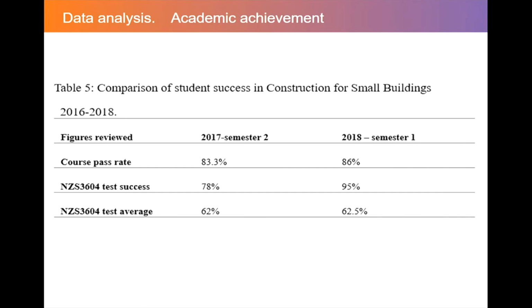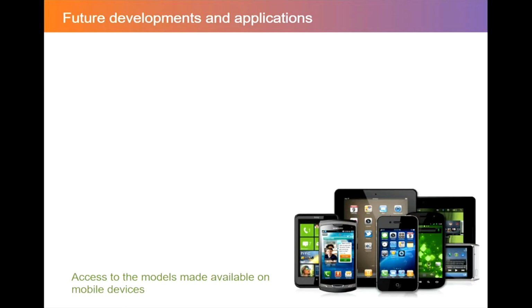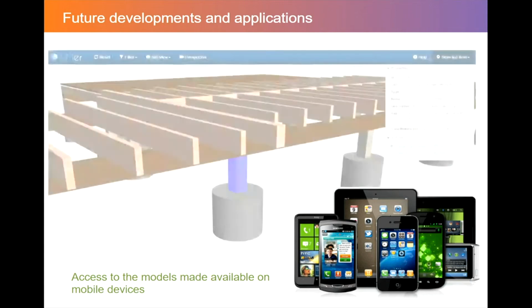In the paper you'll see that, you know, course pass rate did not significantly go up, but this test, which was particularly on the standard relating to timber frame, we got a quite significant success rate on that, although the average itself wasn't a big improvement. But, you know, based on even just the general informal feedback that we got, it would support what the paper says, that they do like it. Maybe in the future we can get it made available on mobile devices, not just through a browser.